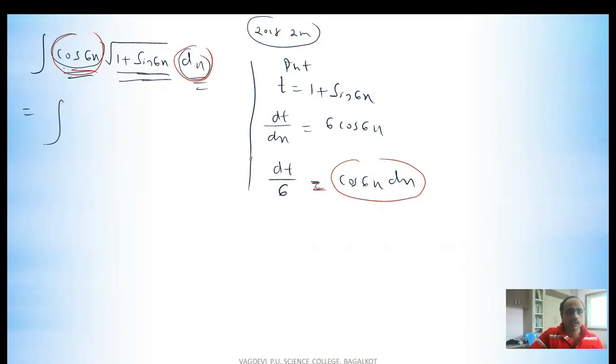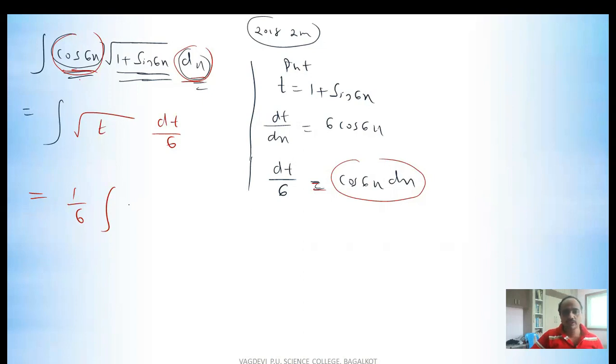So I'll get cos 6x into dx, altogether it is dt by 6. And this is square root of 1 plus sine 6x, which is taken as t. So what do I get? dt by 6, that is 1 by 6, you can take common. Integration of root t is similar to root x.